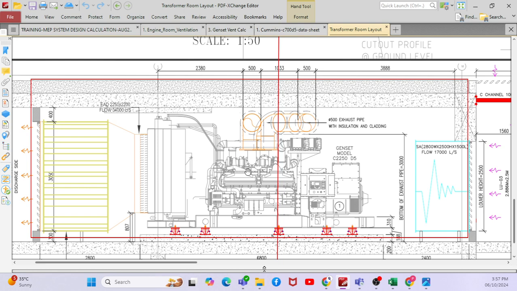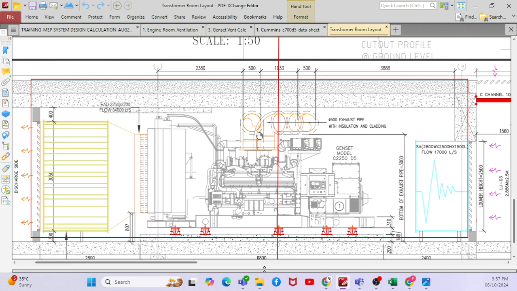Clear, right? Due to the high heat dissipation, your generator will have less efficiency. So we have to design a fan to take out all the heat generated by the generator from the generator room. That is why we are going to calculate. That is one of the parameters: all the heat has to be taken out from the generator room.